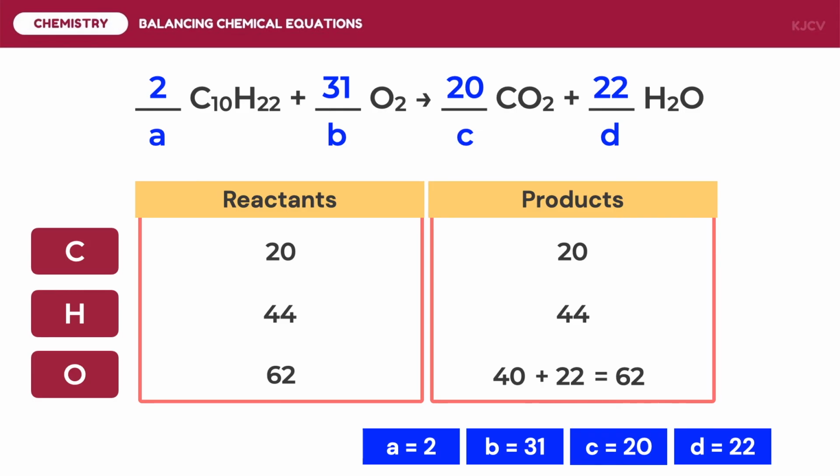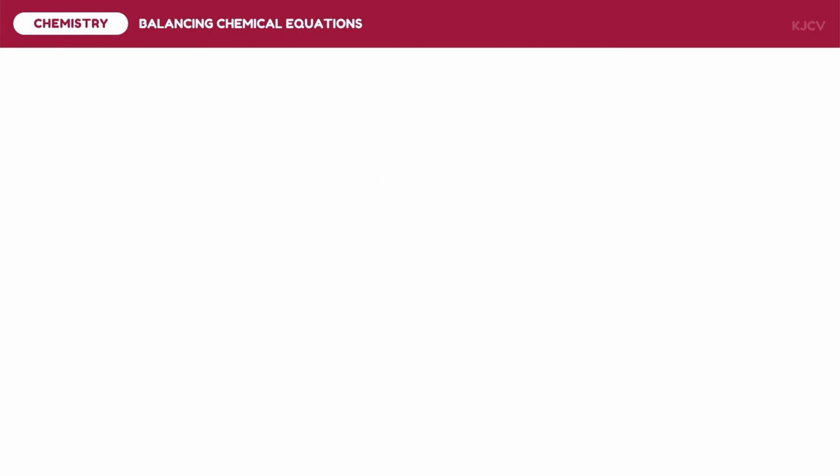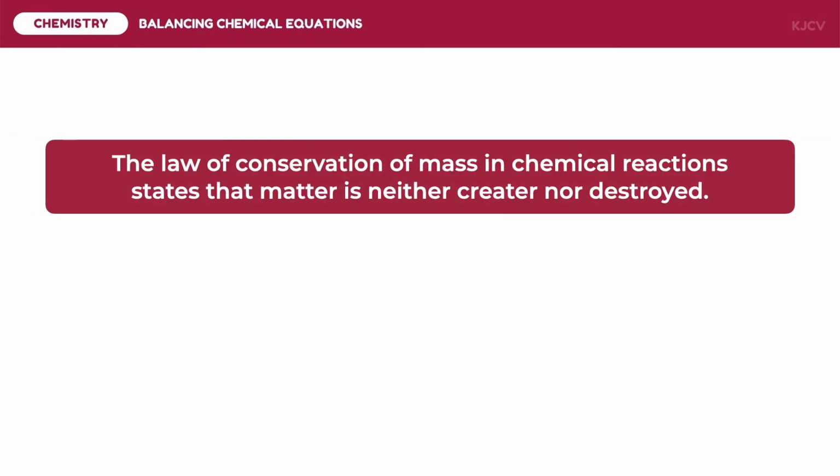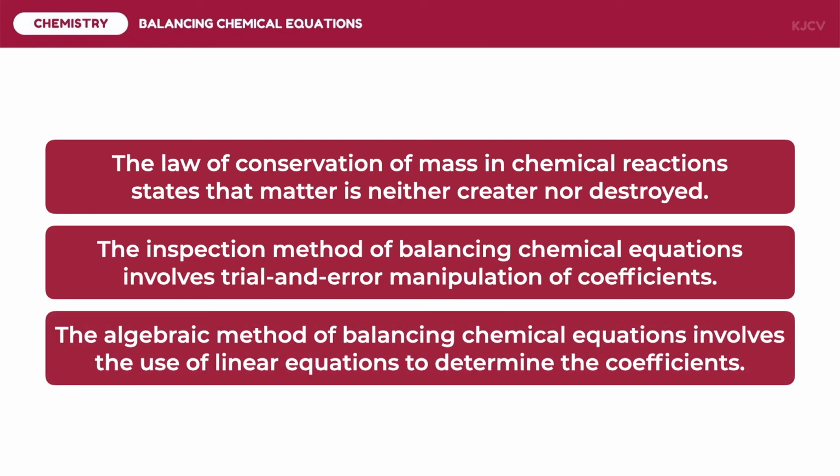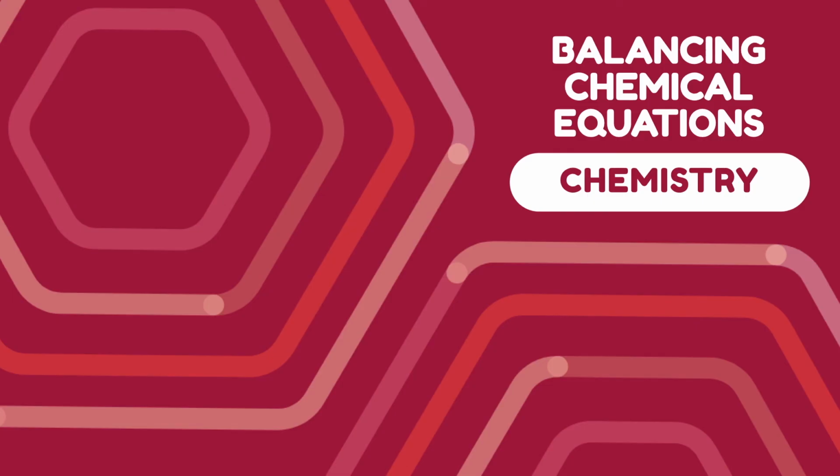So there we have it. We have discussed 2 methods in balancing chemical equations. Specifically, we discussed the following concepts. The law of conservation of mass in chemical reactions states that matter is neither created nor destroyed. The inspection method of balancing chemical equations involves trial and error manipulation of coefficients. And lastly, the algebraic method of balancing chemical equations involves the use of linear equations to determine the coefficients. And this ends our discussion on balancing chemical equations.